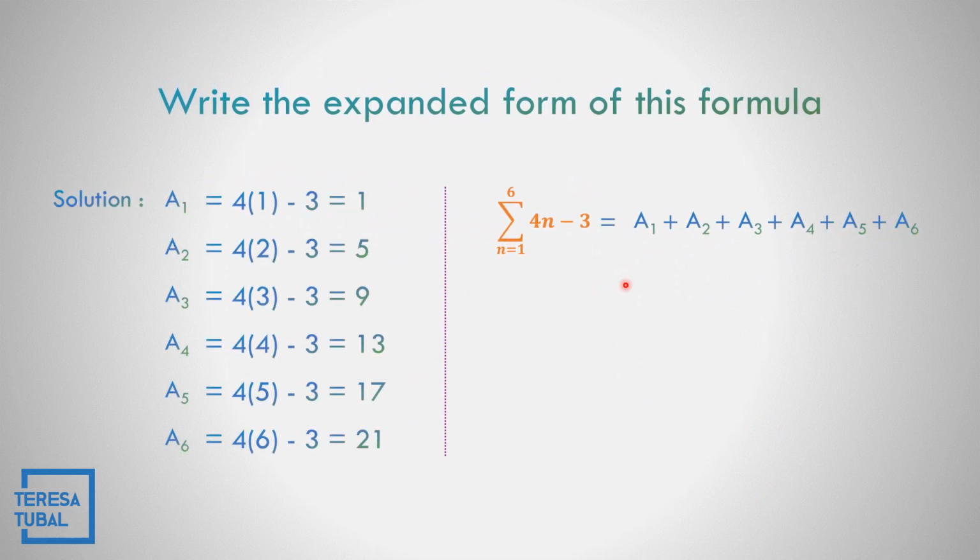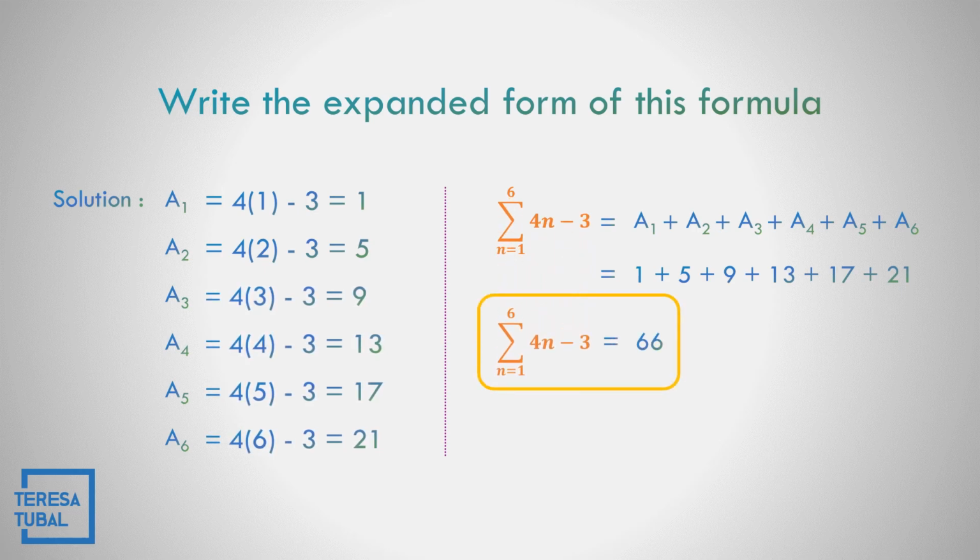Let us total the first up to the sixth term. The first term is 1, the second term is 5, the third term is 9, the fourth term is 13, the fifth term is 17, the sixth term is equal to 21. So 1 plus 5 is equal to 6, 6 plus 9 is equal to 15, 15 plus 13 is 28, 28 plus 17 is 45, and then 45 plus 21 is equal to 66.